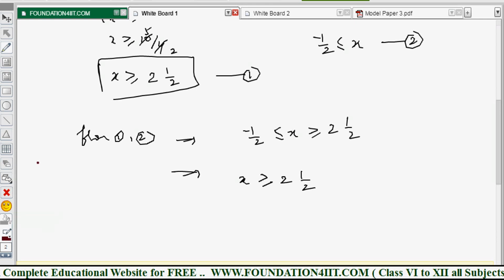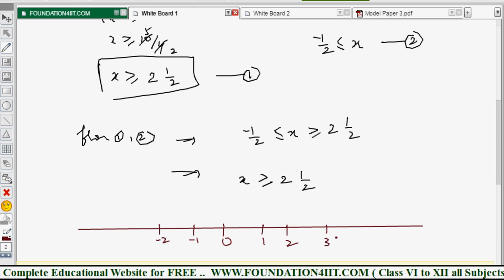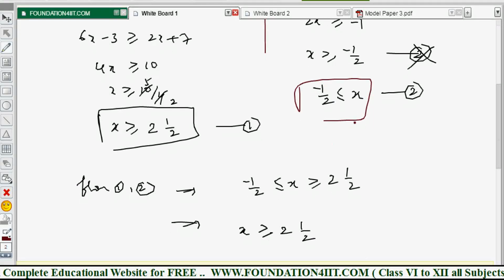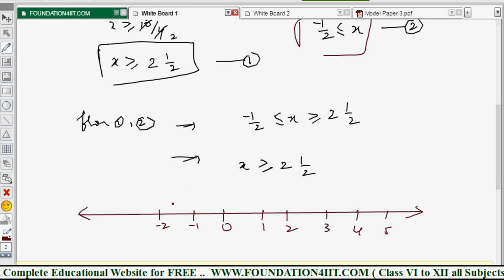I'll draw a number line; you see here. If you observe, starting here is 0, -1, -2, and here 1, 2, 3, 4, 5, and so on. The first inequality, x is greater than -1/2, means -1/2 is less than x. So -1/2 is in this place, and all the values greater than it are on this side.